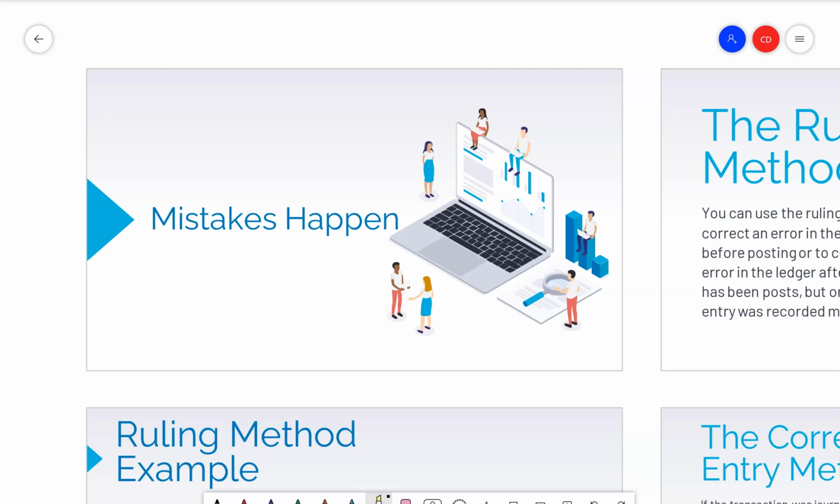As we all know, we make mistakes. And so this lesson is going to show you how to correct mistakes in incorrect journal entries. Now, there are two ways in which mistakes can be corrected.